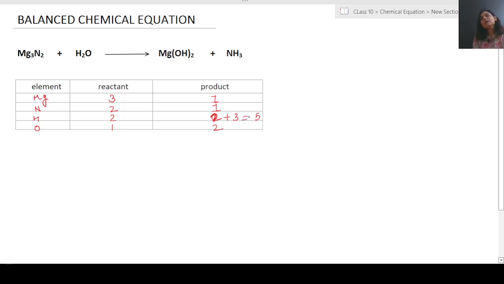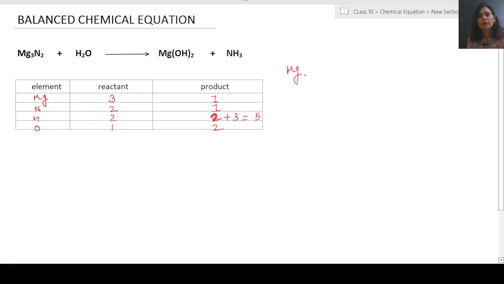So this is an unbalanced chemical equation where all the atoms of every element are unbalanced. Like Mg, it is 3 in the reactant, in the product it is 1. N is 2 in the reactant and 1 in the product, H is 2 in the reactant, 5 in the product, O is 1 in the reactant and 2 in the product. So it is again an unbalanced chemical equation. So let us see how we will be able to balance it.